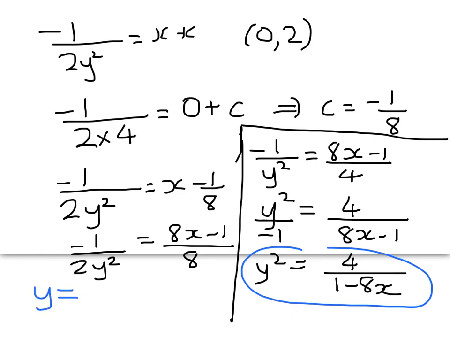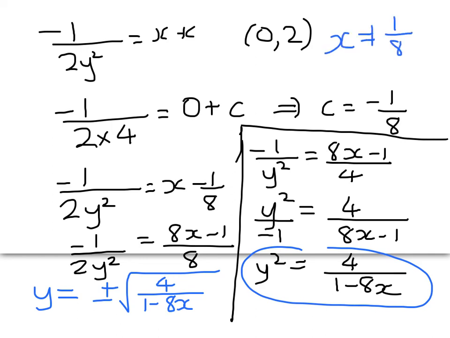So y is equal to plus or minus the square root of 4 over 1 minus 8x. Now there's one last thing we should say in there, and that's that x may not be equal to 1/8, because that would give me 0 in the bottom line. Alright, that's that question done.